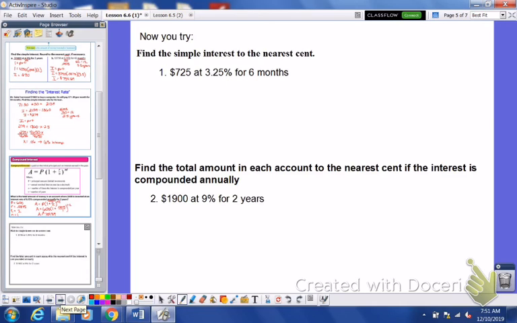Okay, so you have 2 to try on your own. We have 1 simple interest problem at the top and 1 compound interest. Make sure you write your formula for each, show your substitution, and then calculate it out.